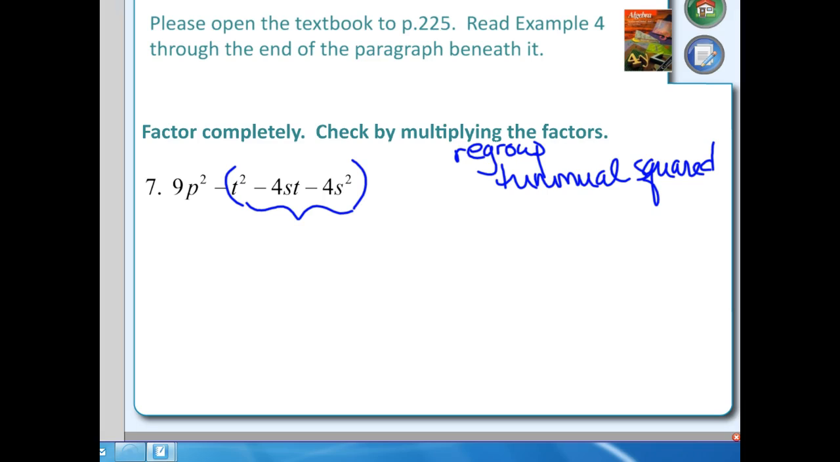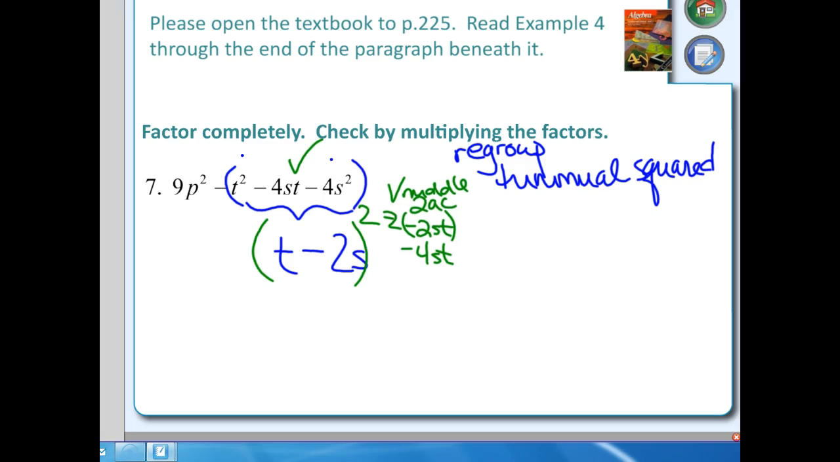How do I know? Is the first one a perfect square? Yes. Is the last one a perfect square? Yes. What sign goes in the middle? And this is going to be 2s. Now remember, we have to check the middle to make sure that it's a binomial squared. We check the middle by doing that 2ab. So we've got negative 2st times 2. We multiply these two together, and that gives me negative 4st. So the middle checks. So this is a binomial squared.